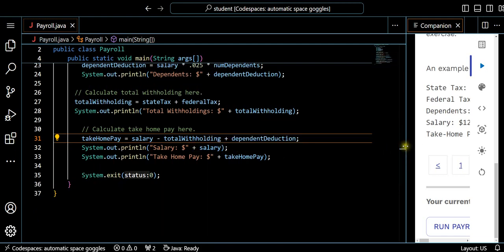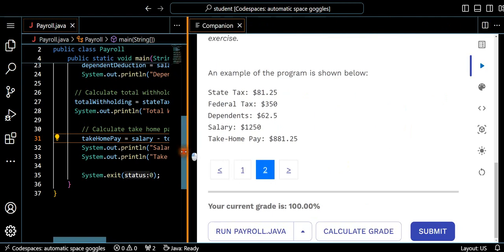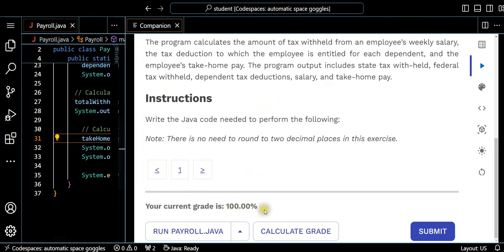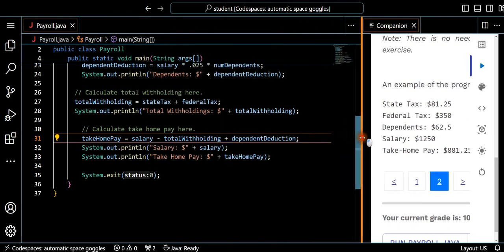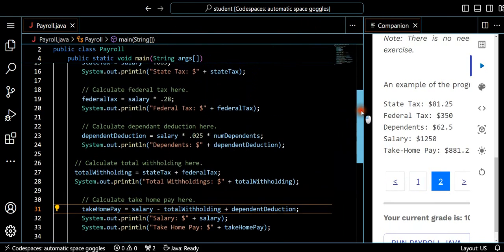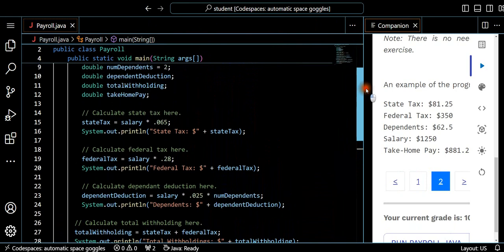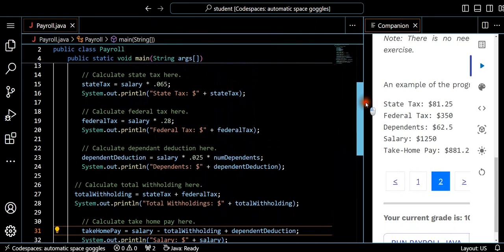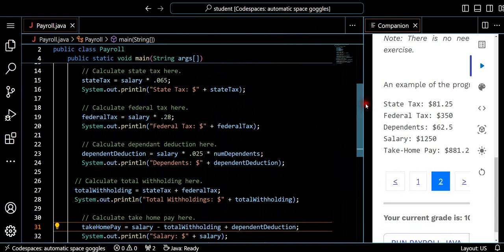Let's see if we got that 100%. Yep, got 100%, so don't worry too much about the calculating or about the error that we cleared. So once you get 100%, go ahead and submit that. I'll leave you with the code again for a few minutes so you can see from line 15.